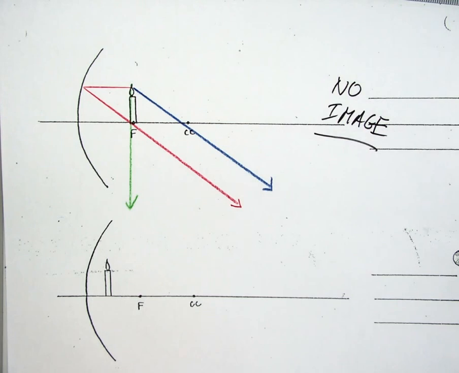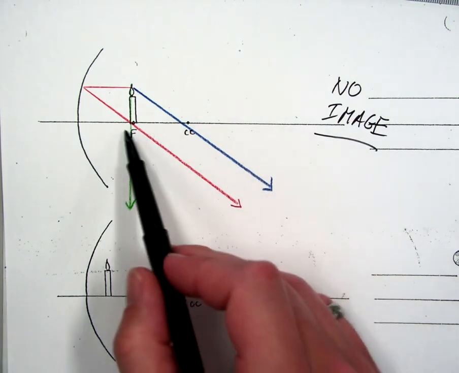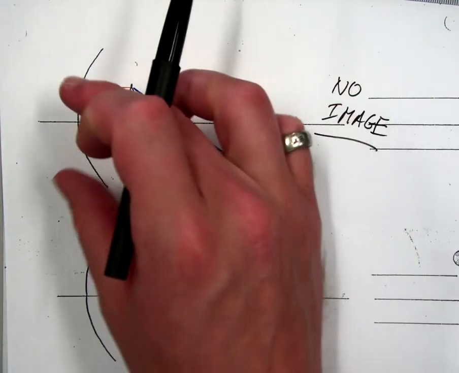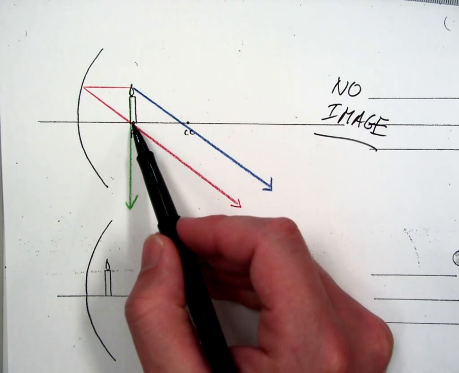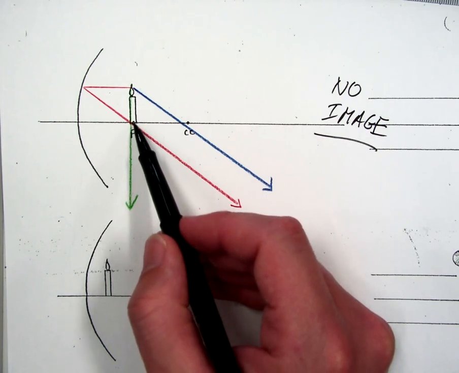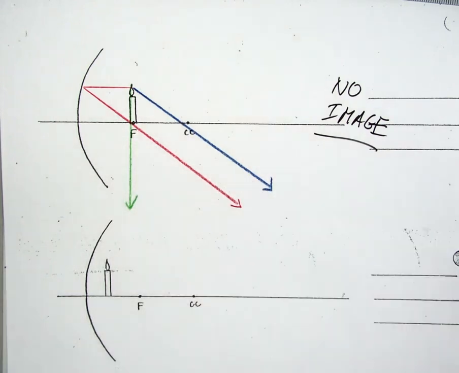And that makes sense. The focal point is the place where parallel rays of light come together and converge at that point. So if the source of light is at that point, light rays will emerge parallel and there will be no image.